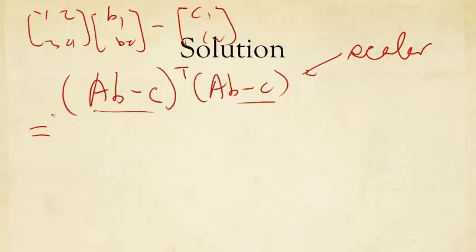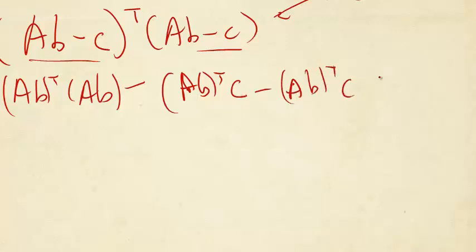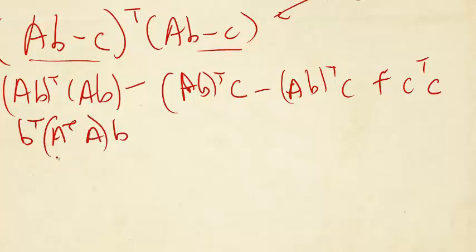It's almost similar to our scalar operation. This will be AB transpose times AB minus AB transpose C minus another AB transpose C plus C transpose C. And this can in turn be written simply, by the transpose rule, as B transpose A transpose AB minus 2 times B transpose A transpose C plus C transpose C. Okay.